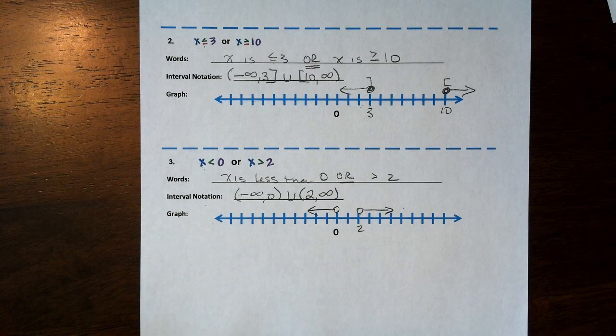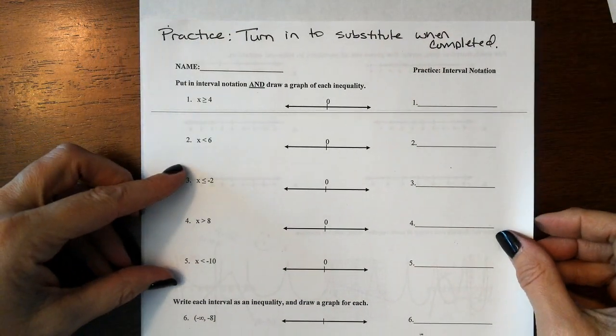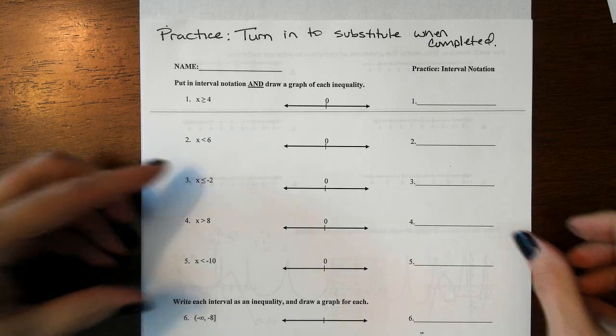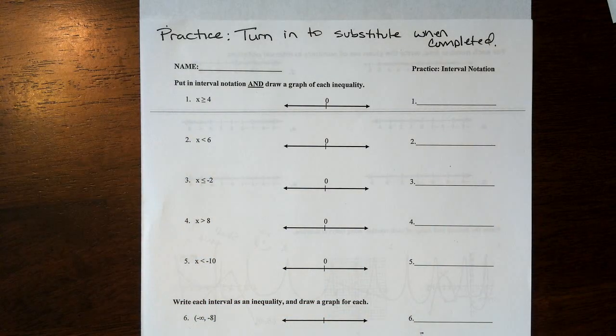So what you're going to do now is pull out a practice worksheet for you to work on, and the substitute, Miss Kendall, should have a key to it. I don't want to show you the answers because the one I have has the answers. It looks like this, and at the top it says practice, turn into substitute when completed. All right? Okay guys, so that's it for this one.